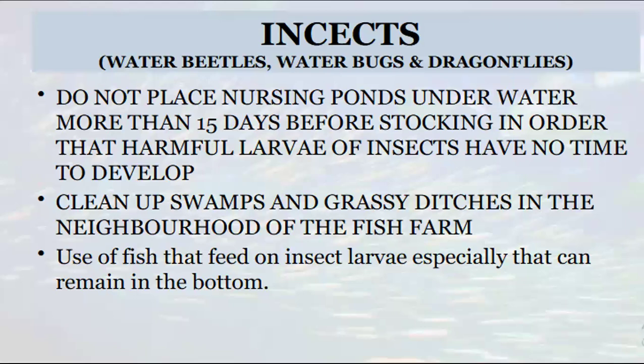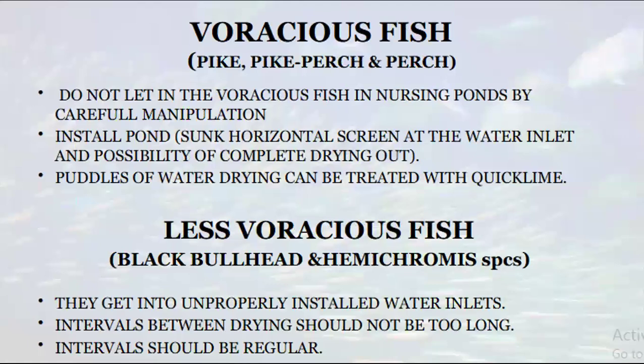And secondly, clean up all the swamps and grassy ditches and make sure there is no insect larva, insect eggs, and adult insects as well. And the farmer should focus on fish that feed on insects, because if any insect is present in the water, it will not be harmful for the fish, because fish can feed on that insect and the water will ultimately be clean.